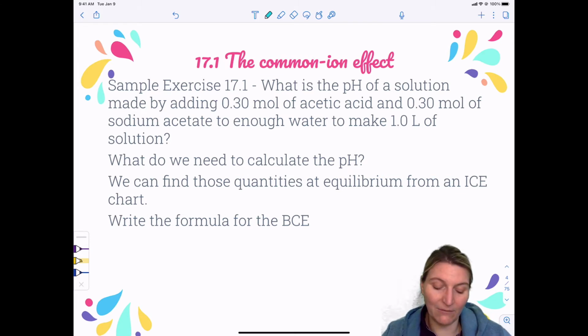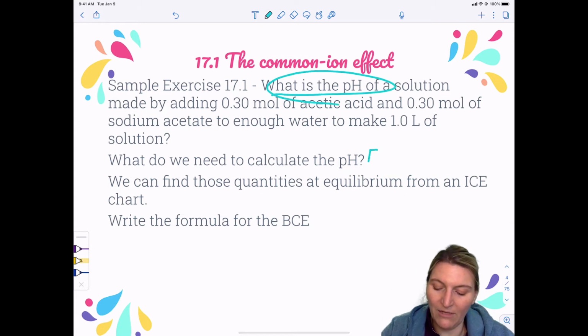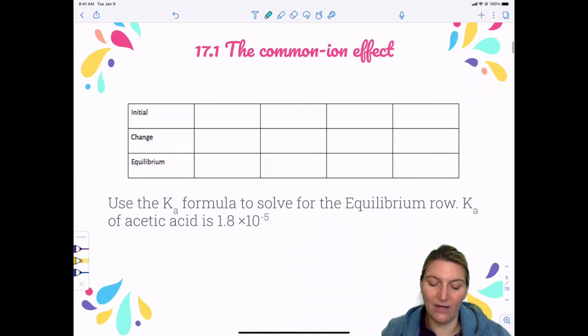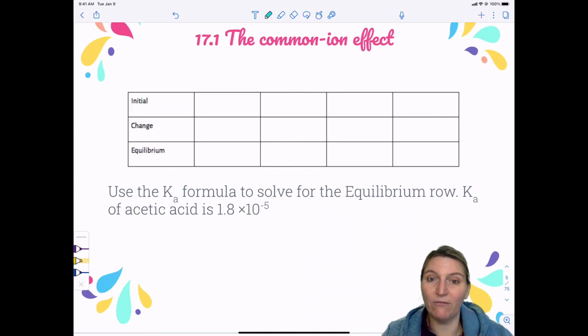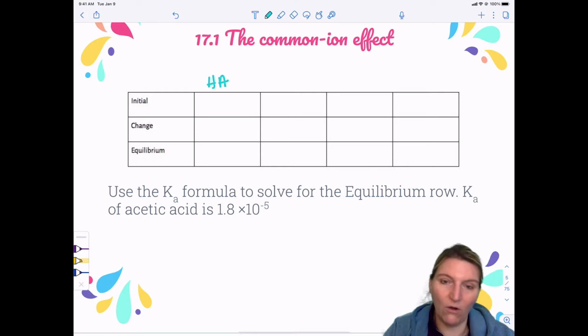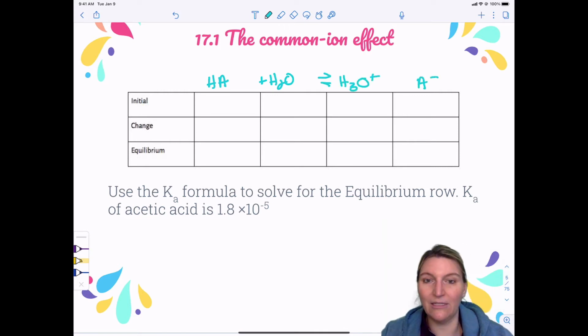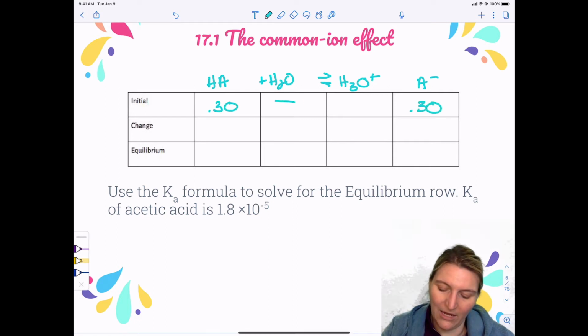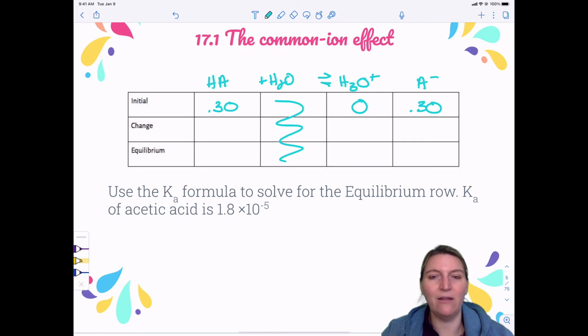So we know that anytime the question is asking what is the pH, that means I'm going to need to know the concentration of the H3O plus at equilibrium. And we can find those on an ICE chart. And we start by writing the balanced chemical equation. And again, if you don't want to write out all of acetic acid, you can just write a weak acid plus water, and that will react to make H3O plus and the acetate ion or the conjugate base A minus. So remember we started with 0.3 moles of this and 0.3 moles of this, and water we don't even count, and we start out with none of that.